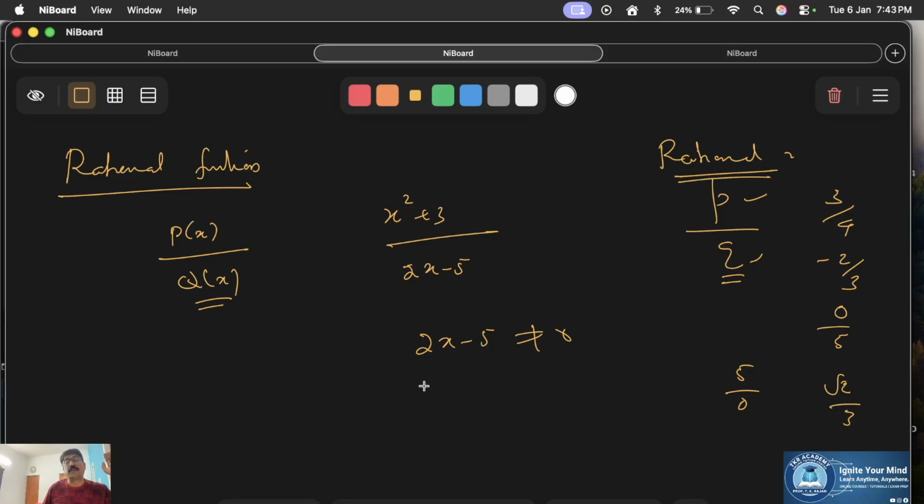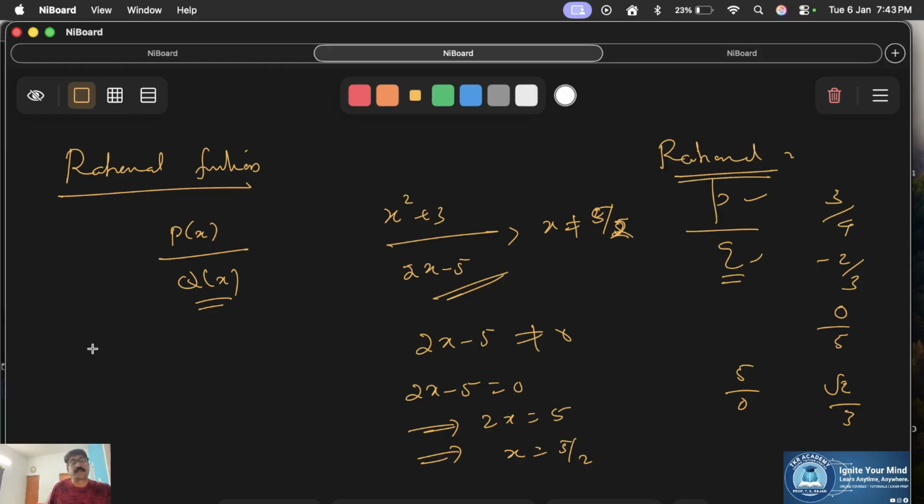When 2x minus 5 equal to 0, it gives you the value for x for which it is 0. That is 2x equal to 5, and x is equal to 5 by 2. So this is clearly defined as a function only if x is not equal to 5 by 2. So x square plus 3 divided by 2x minus 5 is a function for every real number x but not equal to 5 by 2. So this function is called a rational function.